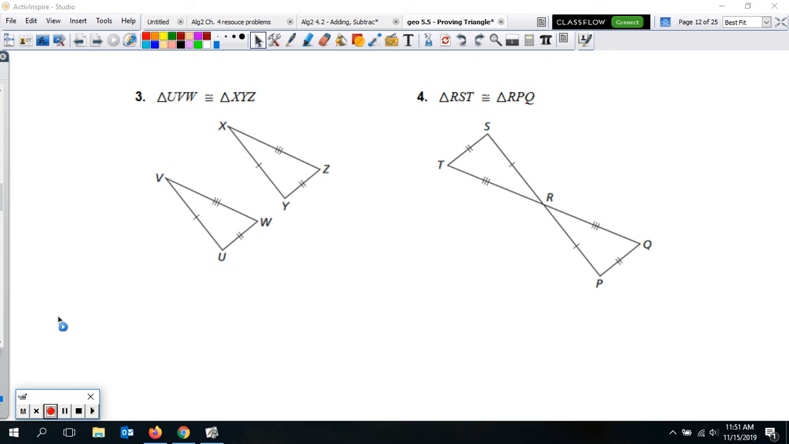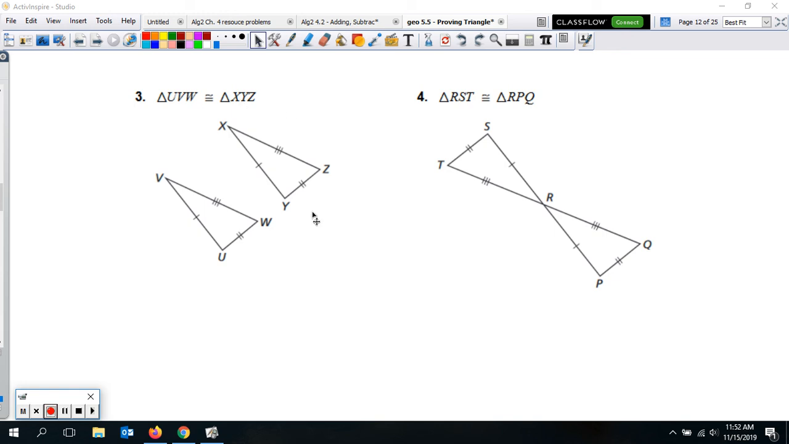Okay, so you should have a yes or no for 3 and 4. So here are our triangles. There are our 1 marks, our 2 marks are here, the 3 marks are there. So for U, V, and W, it goes U, V, W, that's going to be going 1, 3, then 2. So 1, 3, 2 is the combination we need to have for the other congruent triangle. X, Y, and Z. X, Y, Z goes 1, 2, 3. So that's not the same as 1, 3, 2. So this one would definitely be a no. It's not the same. This is not a correct congruent statement.